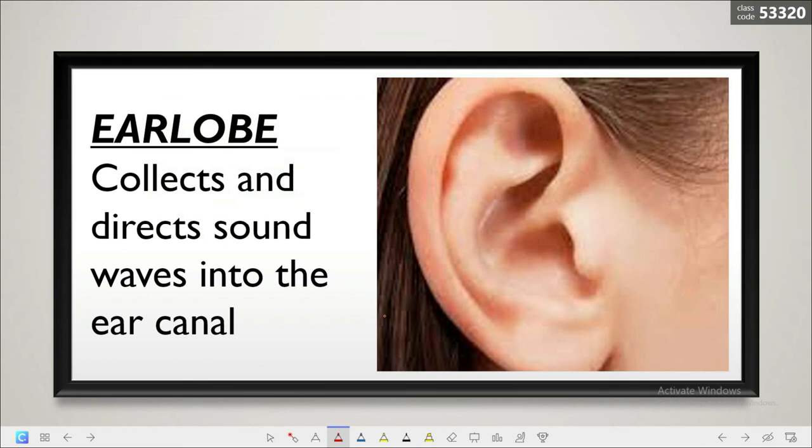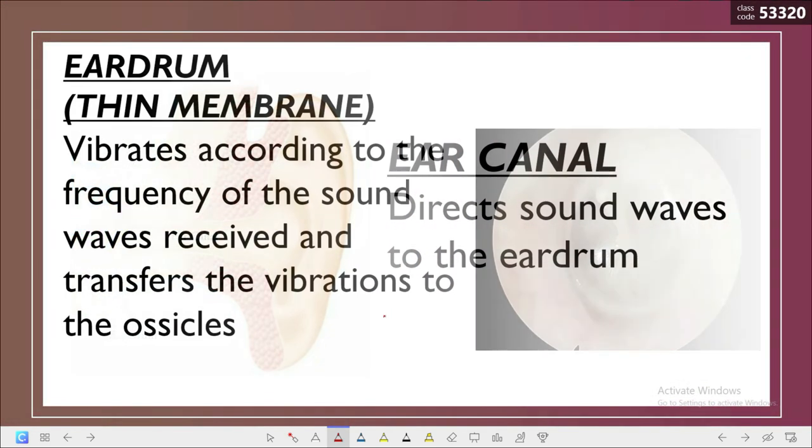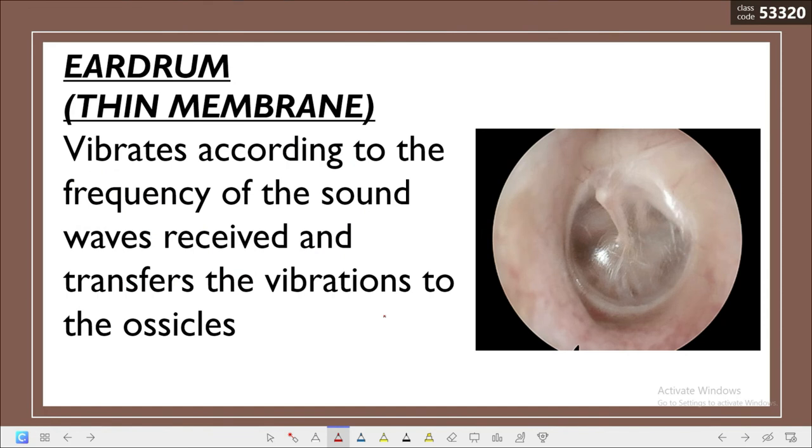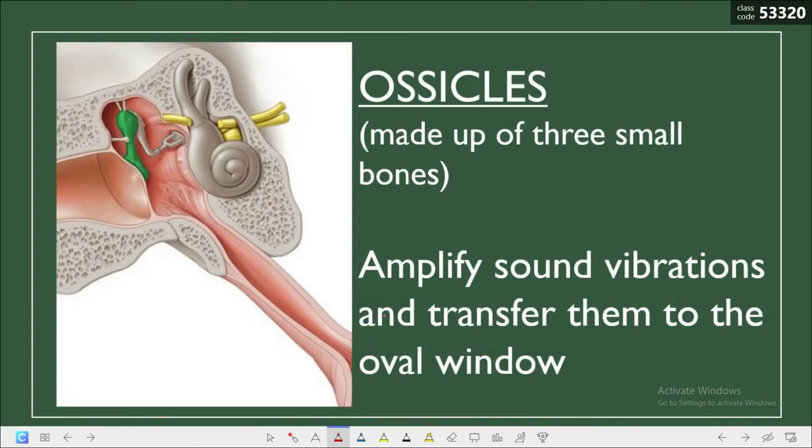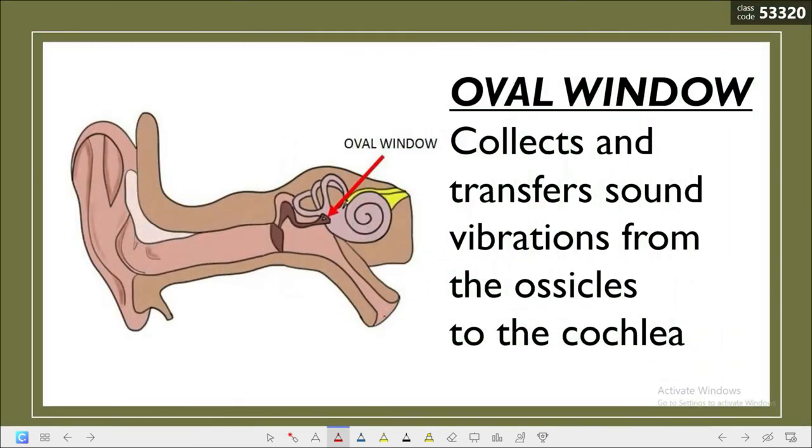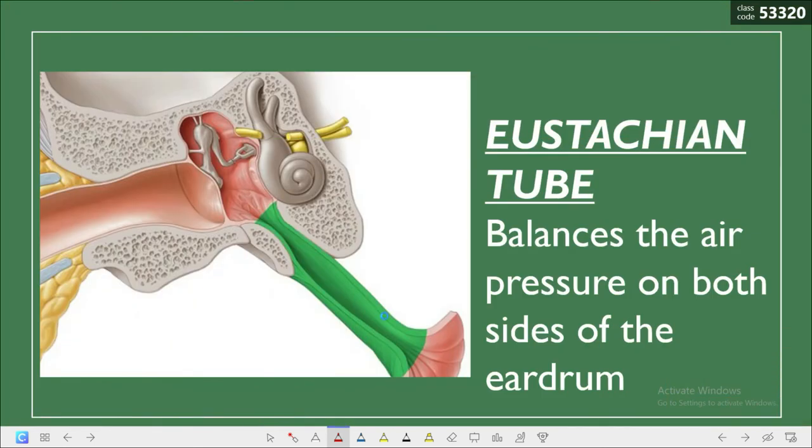So this is again, to explain for you the function of the earlobe. In the ear canal, this is the thin membrane of the eardrum. This is the part where it vibrates. The ossicle is made of 3 bones, and this one is to amplify the sound. The oval window only collects and transfers the sound. So that's why we just call it a window like that.